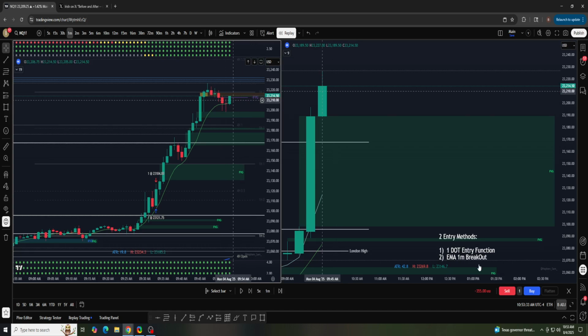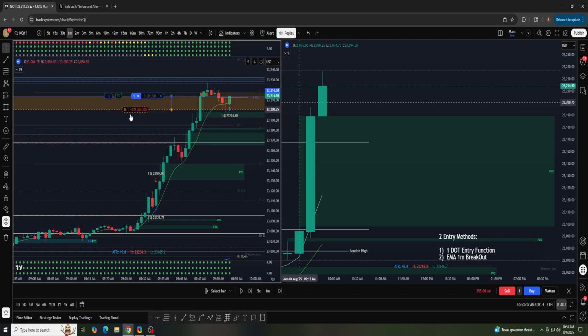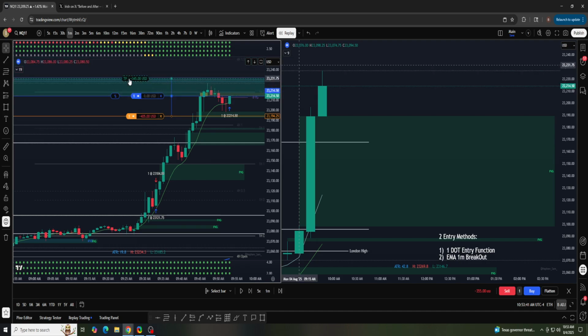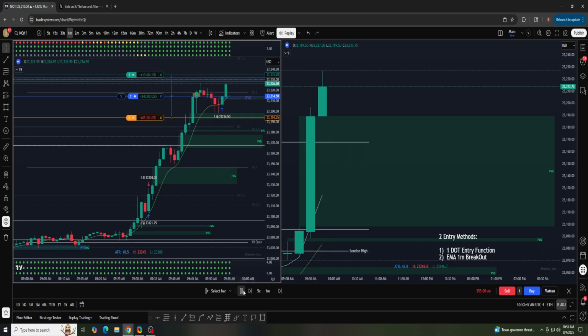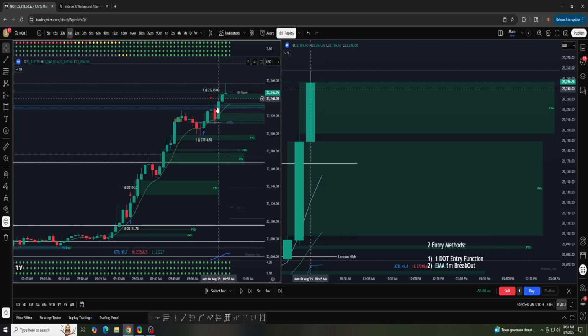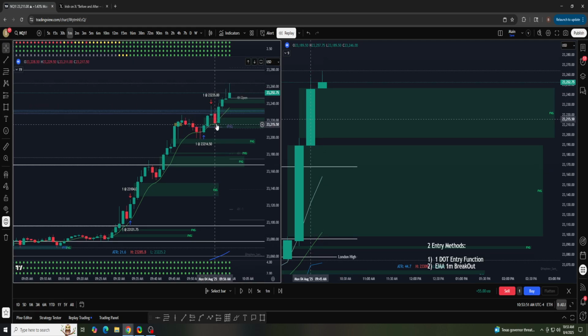Okay, so close enough. So buying 20 points-ish. So buying a breakout of the 1 minute candle. And you can see that worked. And then retracement to the EMA, buying a breakout of this candle.